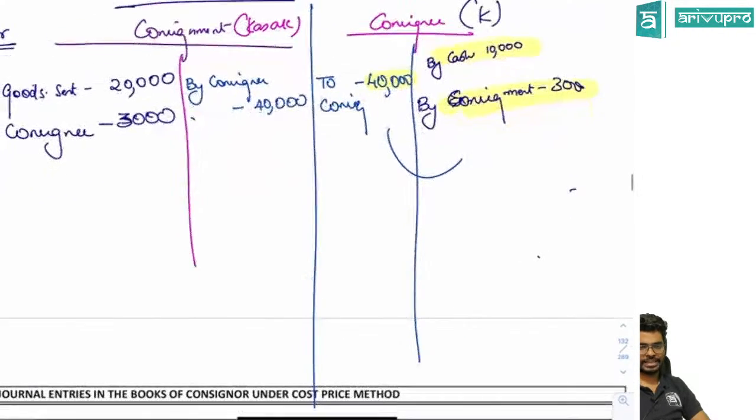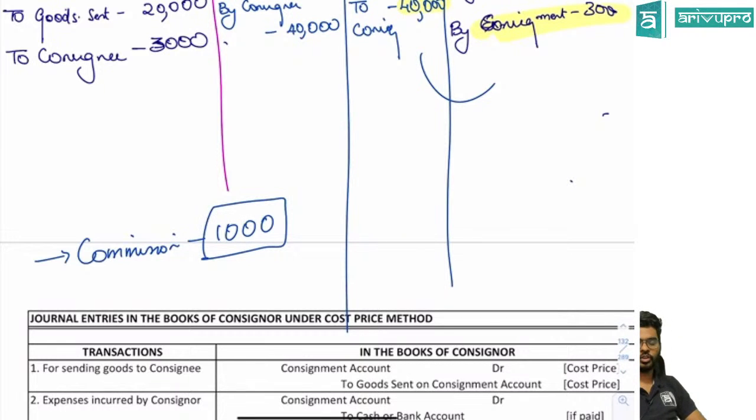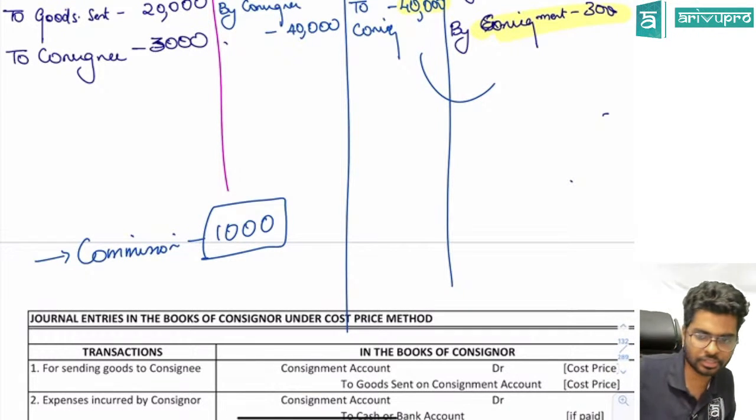Okay, guys, next question. Now look into it. What happens if there is a commission? Let's say the commission is 1000 rupees. How do you record this journal entry? If there is a commission of 1000, how do you record it in the journal entry?